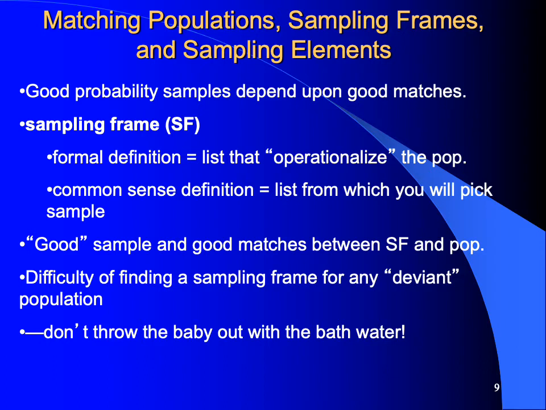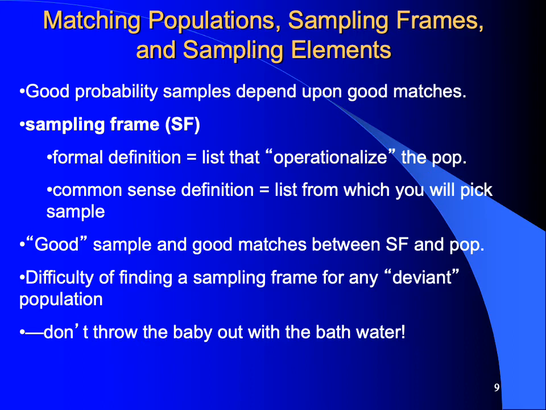But a common sense definition is it's a list of people that approximates your population, and you're going to choose from that list people to be in your sample. Okay. A good sample is dependent upon a good match between the sampling frame and the population.